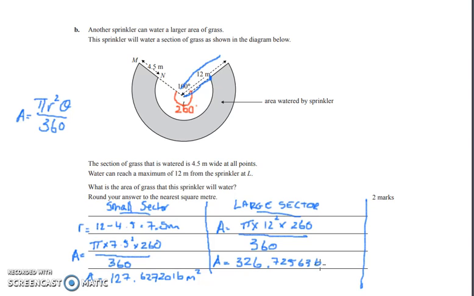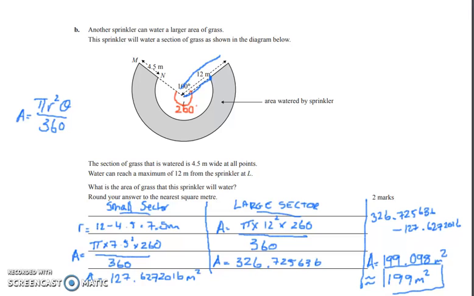Like I said at the start, if this was a donut and we were trying to work out its area, we'd have the large circle of the donut and we would remove the center, leaving a hole. That's what we need to do. We've got the area of the larger sector, and we've worked out the smaller sector in the middle. We remove the smaller one from the large one: 326.725636 minus 127.6272016 gives us an area of 199.098 metres squared. The question asks for the nearest square metre, so the answer is 199 metres squared.